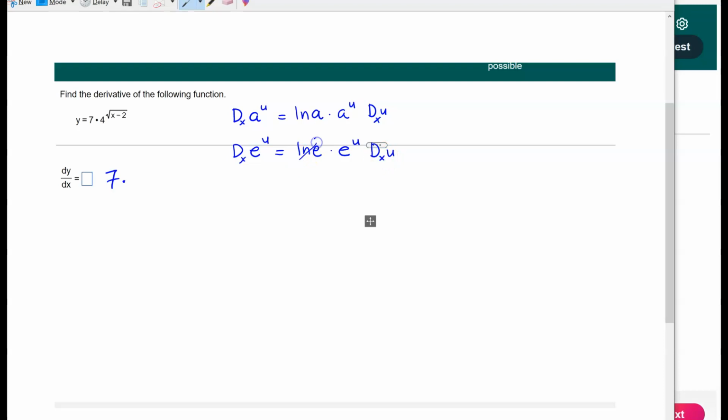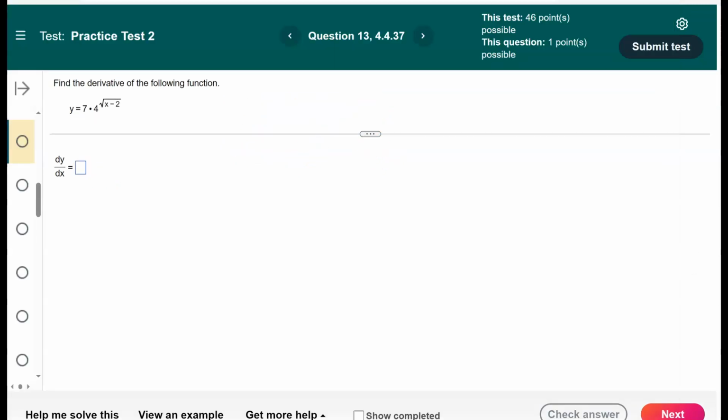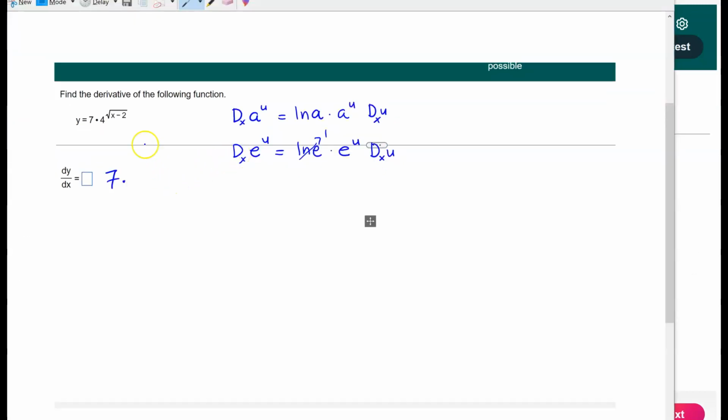But ln e is just equal to 1. That's why we don't write that anymore. Okay, so let's go back to the problem here. So copy 7 first and then differentiate 4 to the square root of x minus 2.